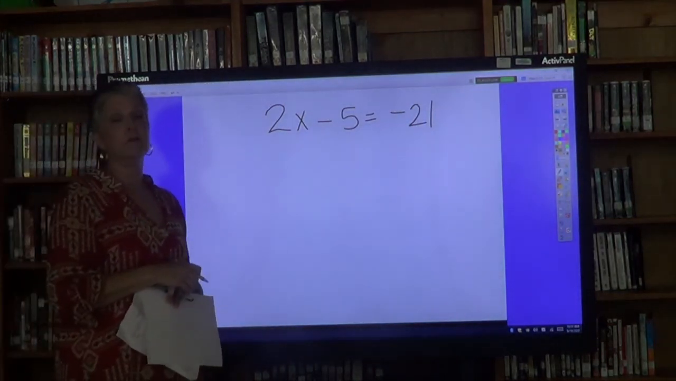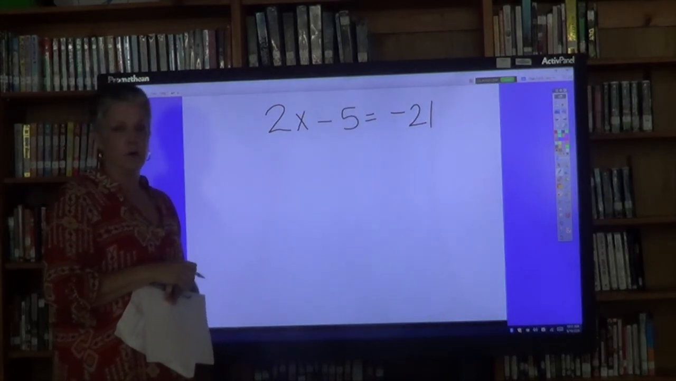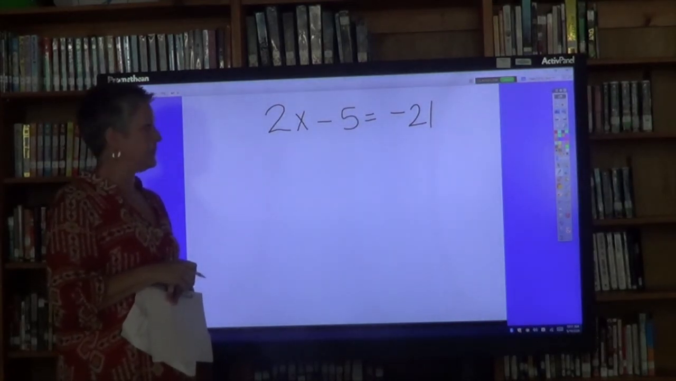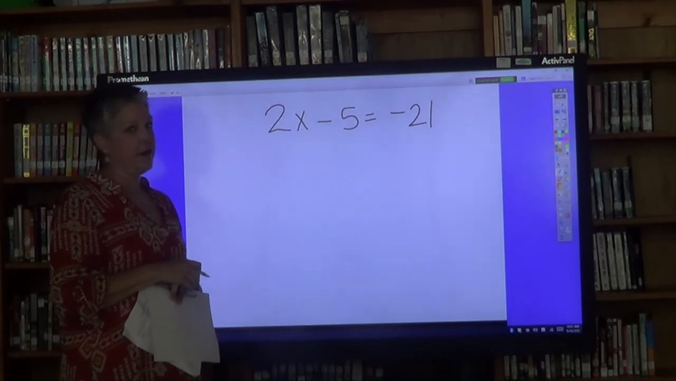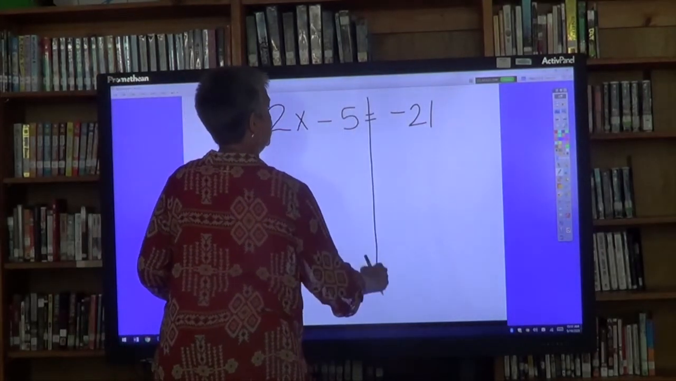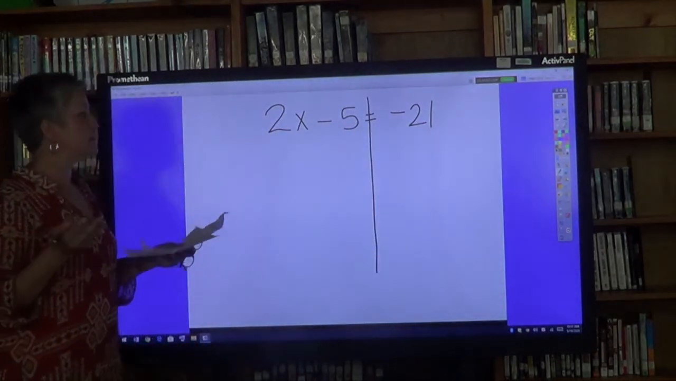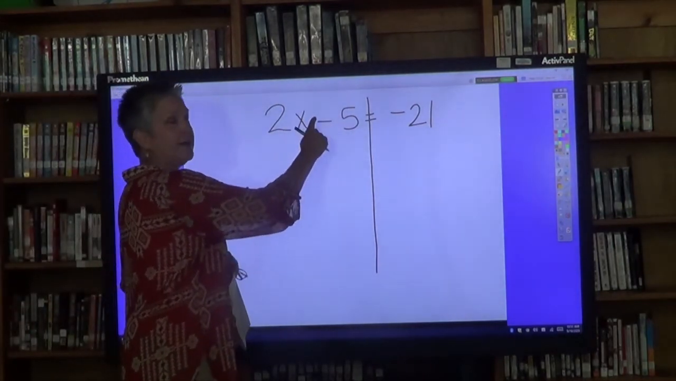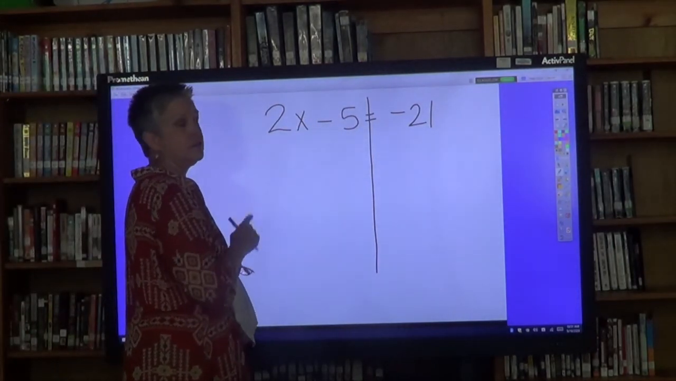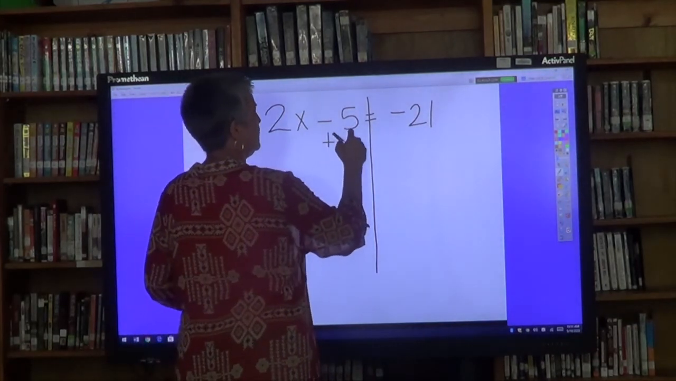Pause the video and work it out. Okay, ready? All right, here's our equal sign. Keep it balanced. This time you had a minus 5. So to get rid of that, we want to put a plus 5 with it.